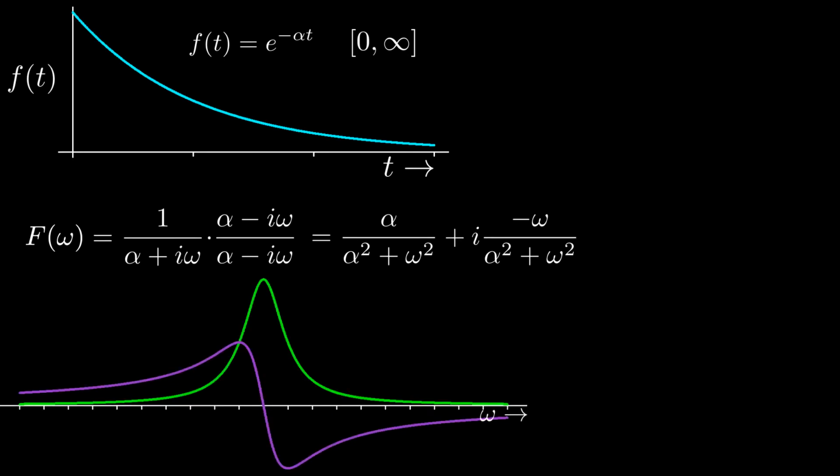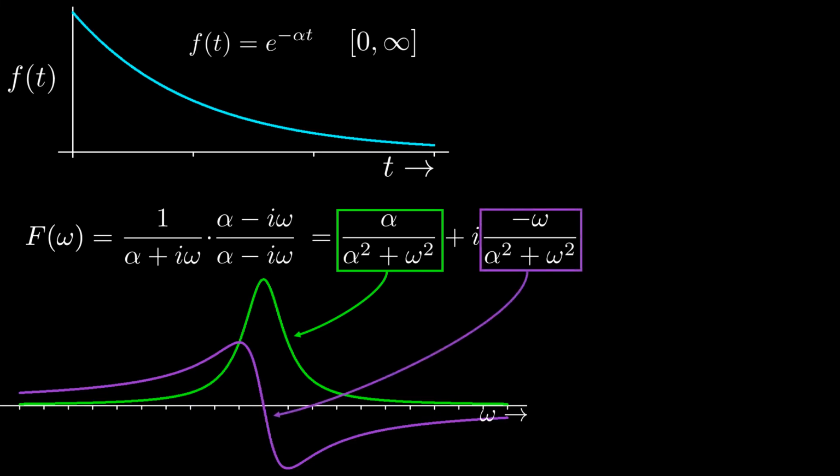The real term has a single peak when omega equals 0 with amplitude 1 over alpha. This is called the absorption Lorentzian. The imaginary part is essentially the same thing but multiplied by minus omega instead of alpha. It looks like this and is called the dispersion Lorentzian.